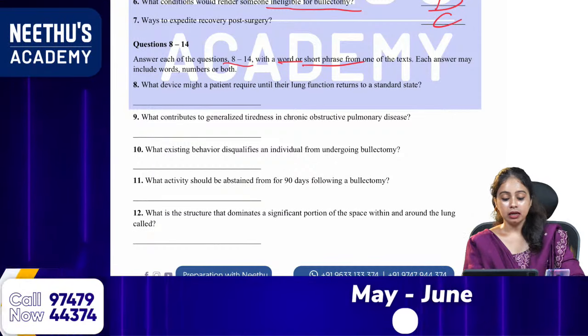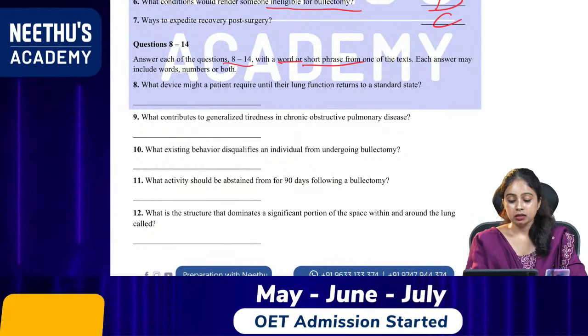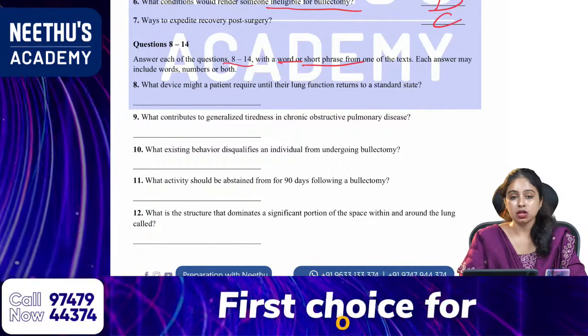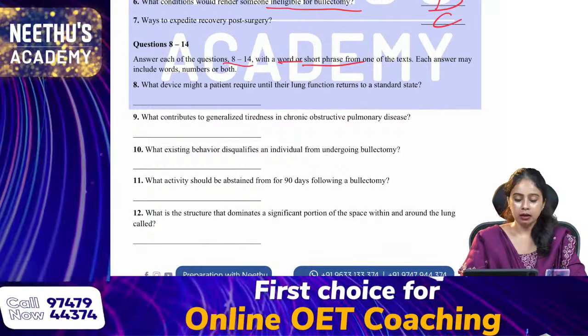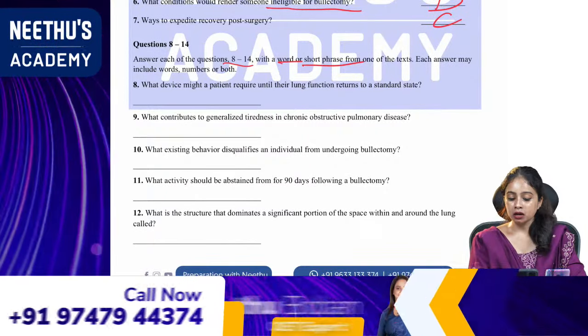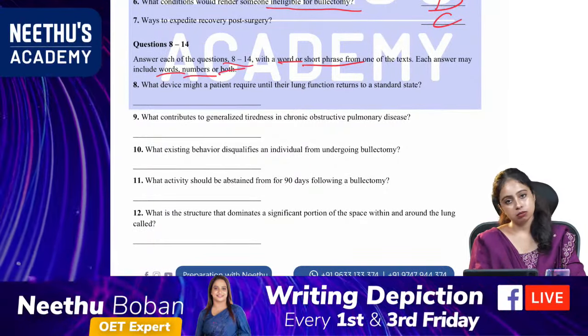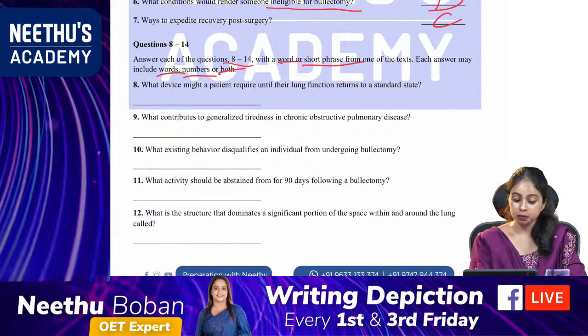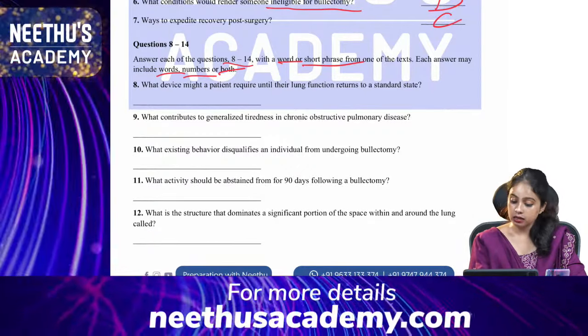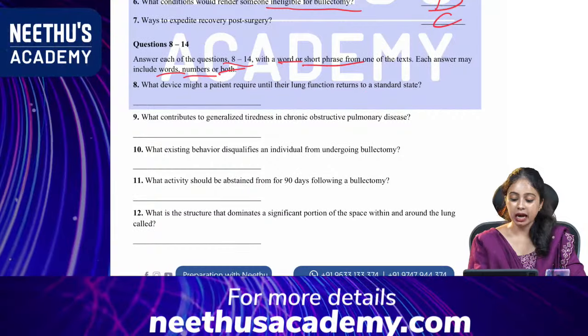Here in part A we can answer the question in a short phrase. It will be a minimum or maximum of 3 or 4 words. Each answer may include words, numbers or both. So 8th question. What device might a patient require until their lung function returns to a standard state?